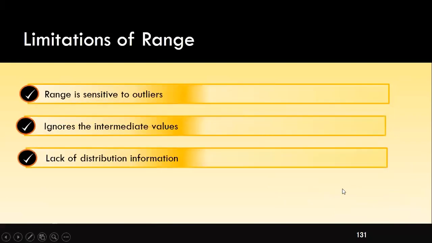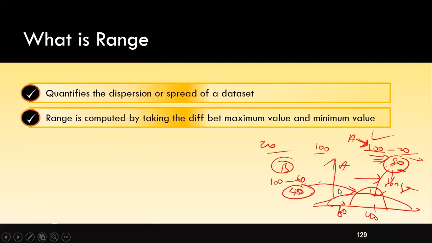There are limitations with range measures. One is that it is sensitive to outliers. If you have an outlier in a data set, it shows that your spread is too wide. So for example, in the previous case, look here. In this case, we have an outlier here. Maybe the 100 is an outlier or 20 is an outlier. The distance between these two is too wide.